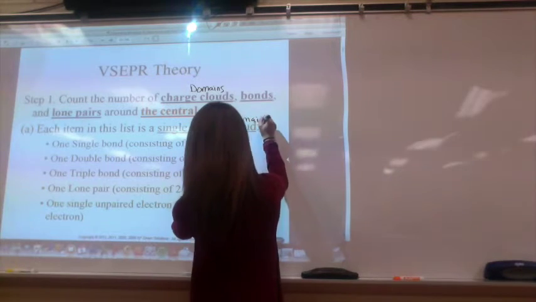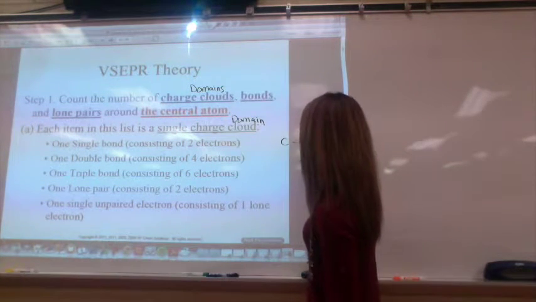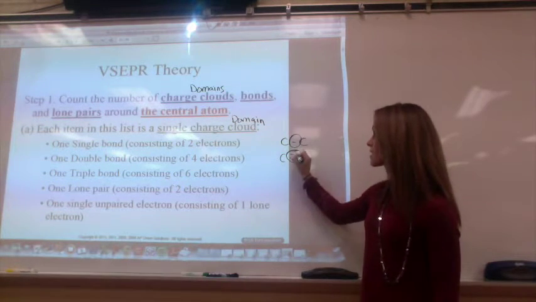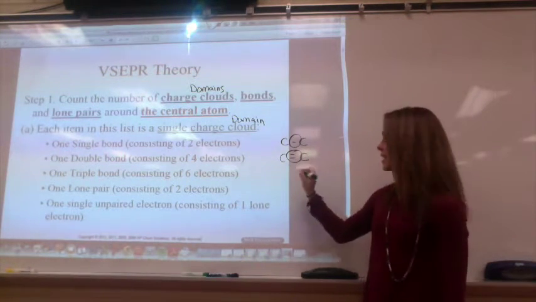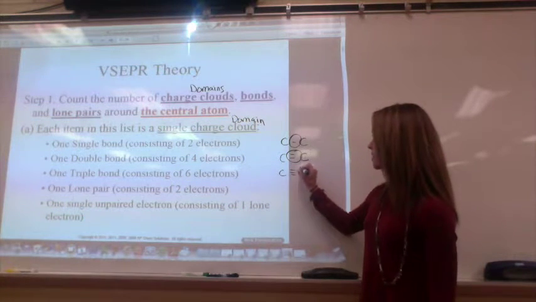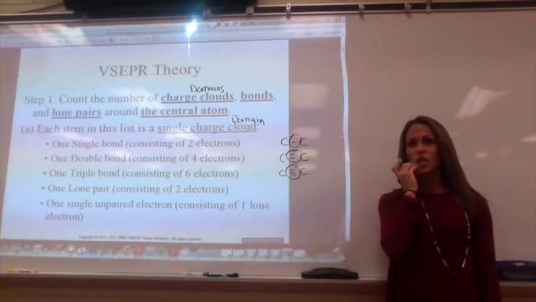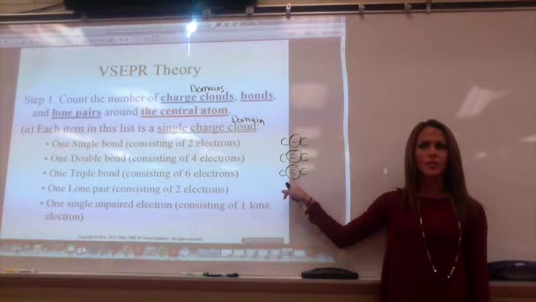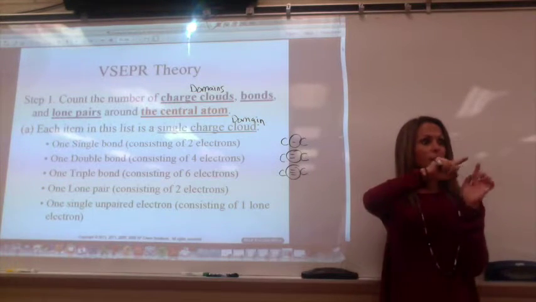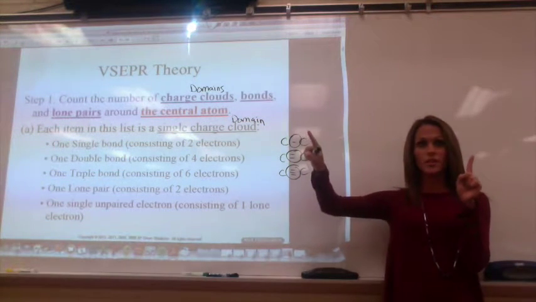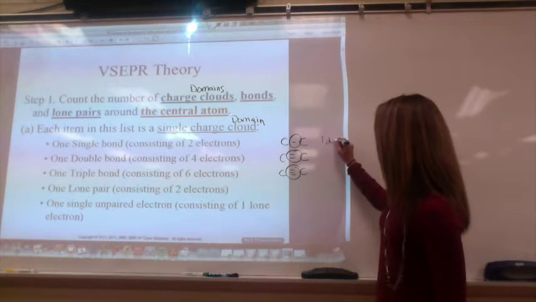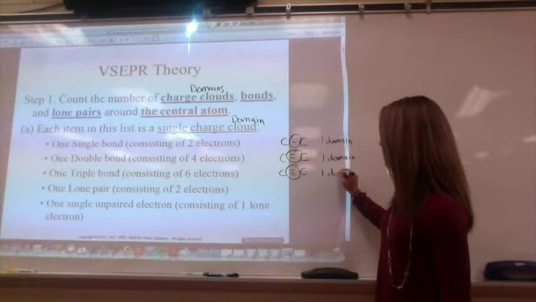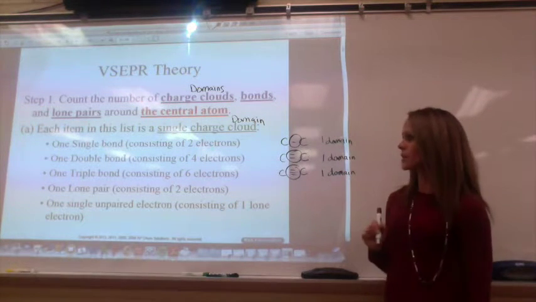Domains are a single bond. So carbon to carbon, this is one domain. Carbon double bonded to carbon, this is one domain. Carbon triple bonded to carbon, this is one domain. You might want to say it's one domain, 2 domains, 3 domains, but that's not how it works. It just means where that molecule is stretching across to bond to the other one. So this is one domain, this is one domain, and this is one domain. Everybody see that? We don't count them separately.